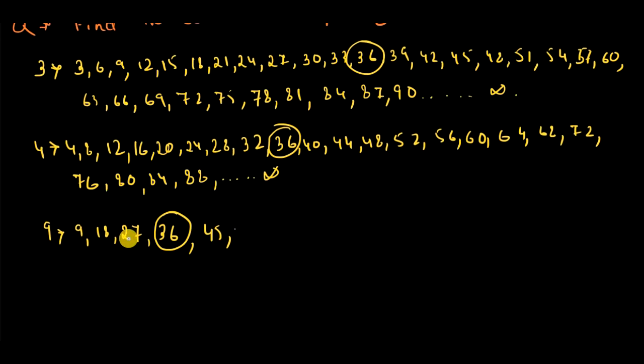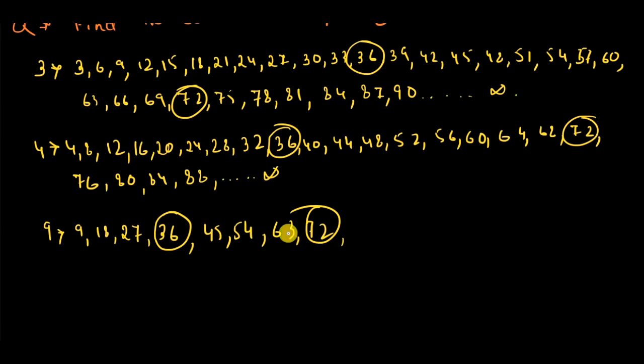It will be after every 1, 2, 3, 4. Every fourth number will be the common multiple. If you do it again and again, you'll see it. And 54, and here 63, and here 72. Every fourth number, 1, 2, 3, 4, this will be a common multiple. It will be here, it's here, it's here.